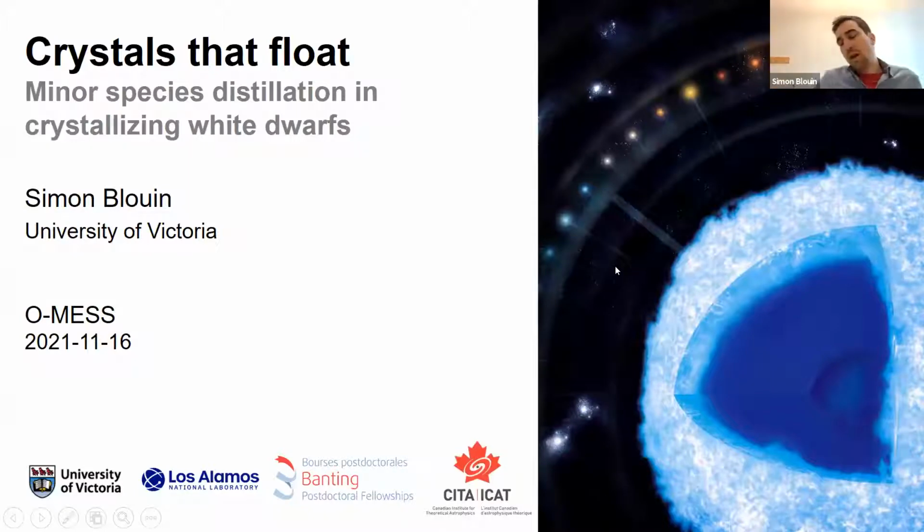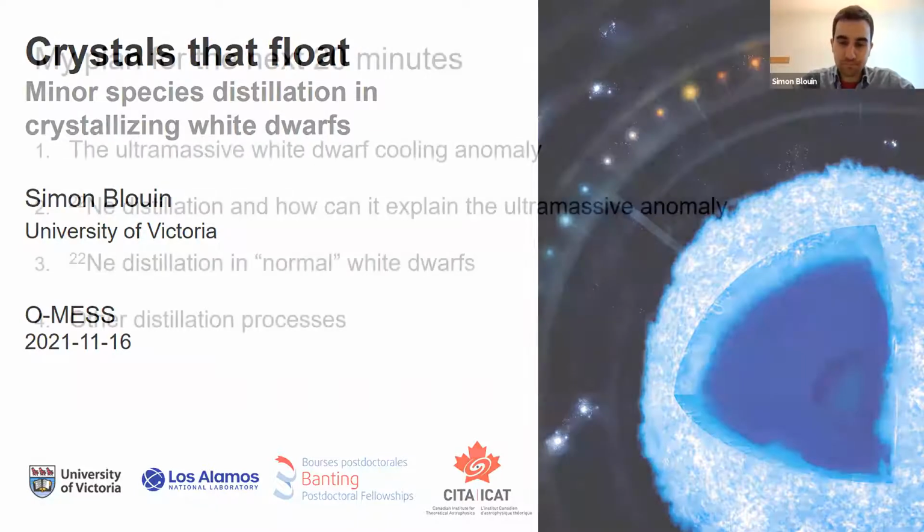Okay, thank you. Today I want to talk about work that I've been doing over the last year, working on the role of minor species in crystallizing white dwarfs, and in particular how this relates to the ultramassive white dwarf cooling anomaly. So this is work I've been doing at Los Alamos National Lab in very close collaboration with Blouin, Daligault and Didier Saumon, also at Los Alamos.